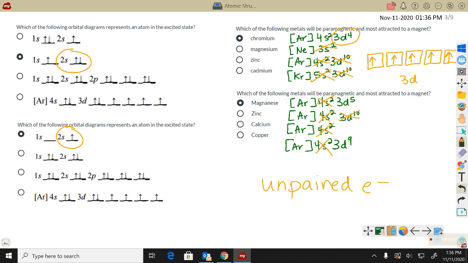And now even if I had copper with 3d9, there will be 1 singular electron, but manganese has 5. So it's most attracted to the magnet. It'll have the most unpaired electrons. Because now obviously if I have 9 d electrons, now I go back and pair them. There would still be 1 unpaired electron, but manganese for the win. Manganese would have 5.